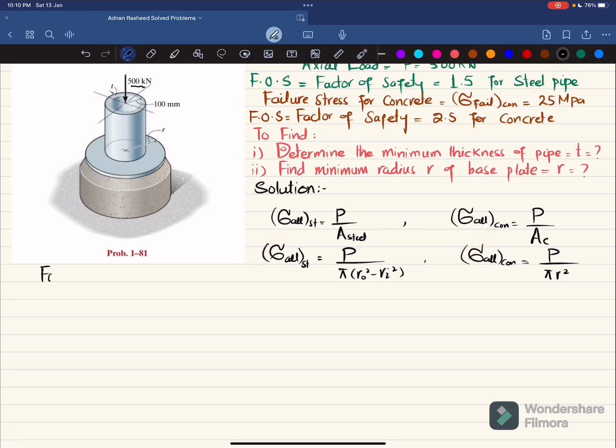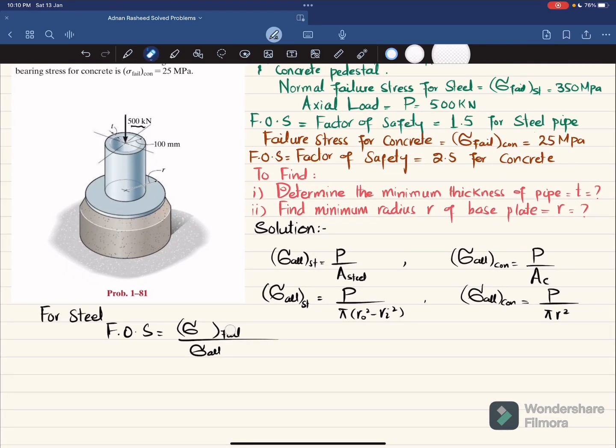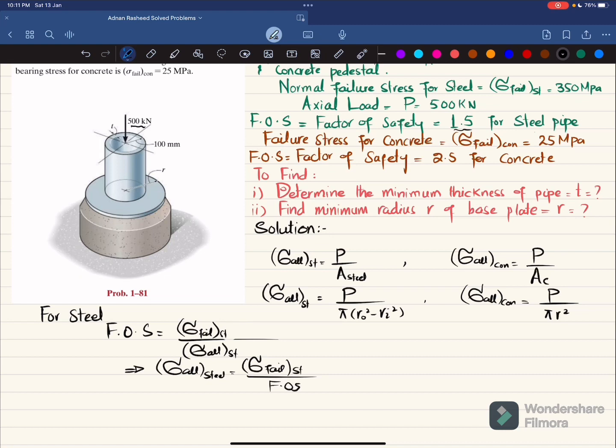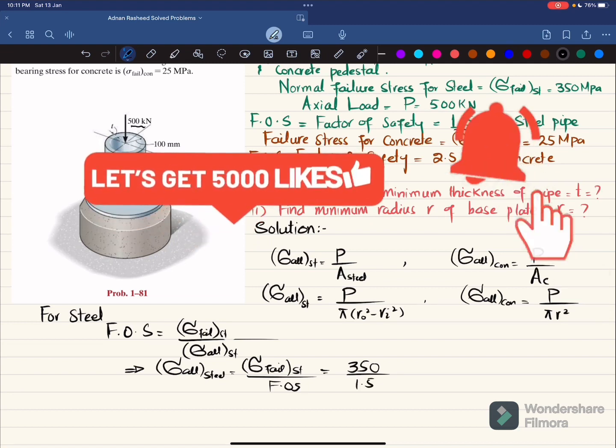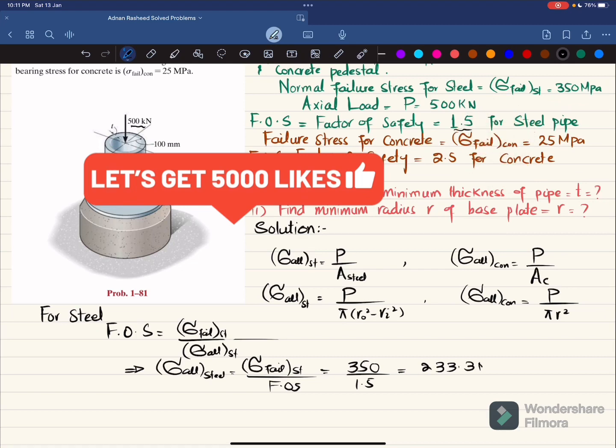First I will calculate for steel. For steel, we know that factor of safety is equal to failure stress divided by allowable stress. Let me correct what I have written: failure stress in steel divided by allowable stress in steel. The factor of safety for steel is given as 1.5, and we are finding the allowable stress. So the allowable stress in steel, which will be safe, will be equal to failure stress in steel divided by factor of safety. That will be equal to 350 megapascal divided by 1.5, and this will give you 233.3 megapascal in steel.